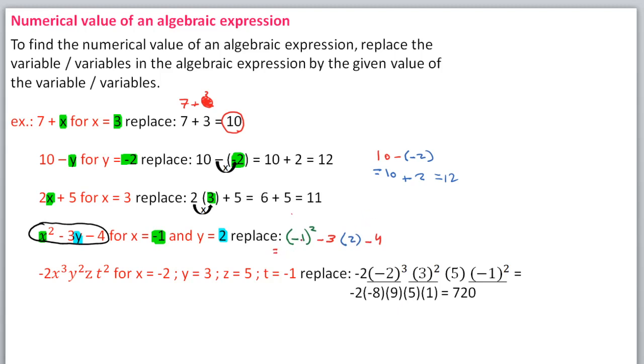So it's negative 1, all of it squared, so it would be 1, minus 3 times 2, it's minus 6, minus 4. So the answer is 1 minus 6 minus 4, so it's minus 9. You could calculate it mentally or using your calculator here. So 1 minus 6 minus 4 is minus 9. But I prefer in this stage to solve it mentally. It's better.